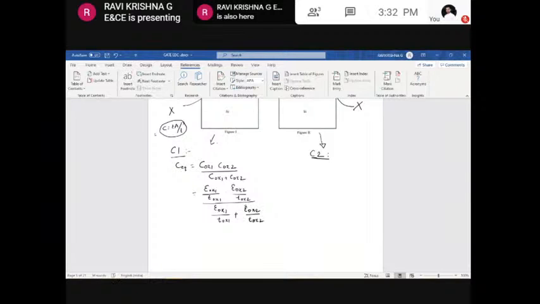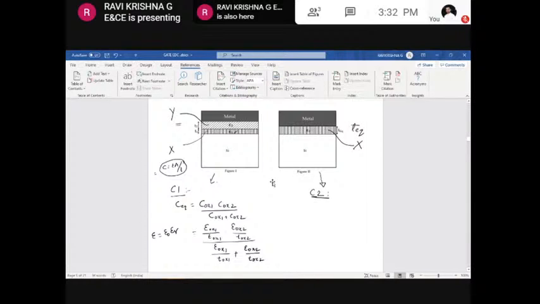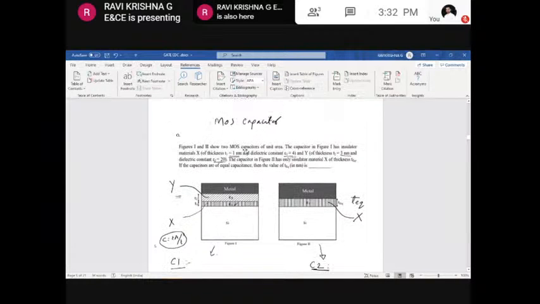But what is this? The permittivity can be written as the relative permittivity of the oxide into the permittivity of free space, so it is going to be written as epsilon naught into epsilon r. So what is epsilon r for these oxide layers? Epsilon r is given as 4, and for this it is given as 20.